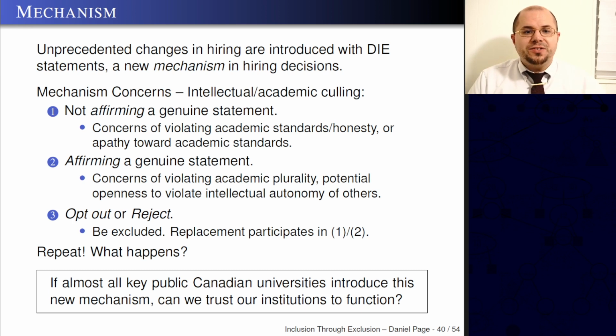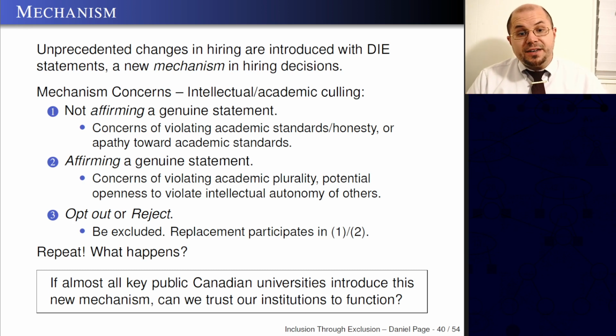One possibility is not to affirm a genuine statement. If you do this, ultimately you're being dishonest. You violate academic standards, and you have a general apathy towards academic standards, because as academics, we should be pursuing and being genuine and dispassionate in our inquiry, or in how we express or discuss ideas. We should be able to do that because we're supposed to respect the intellectual autonomy of academics.